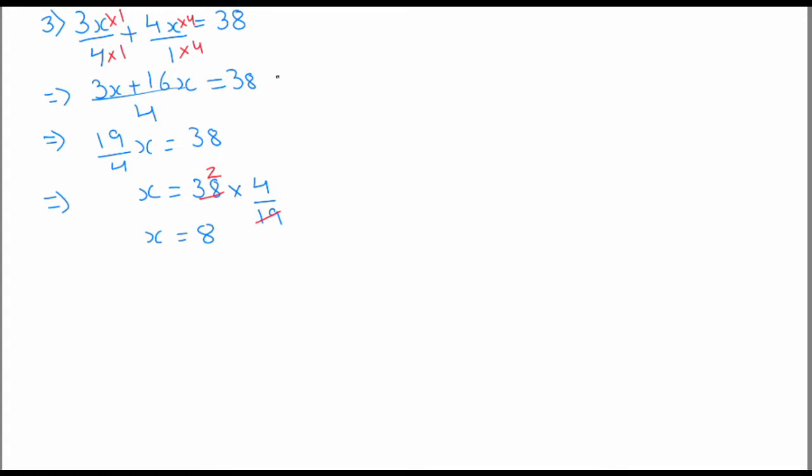Coming to the fourth question. The fourth is x by 2 plus x by 5 equals 14. And the LCM of 2 and 5 will be the product of them, that is 10. Now we have to multiply 5 to the 2 and 2 to the 5. Same thing in the numerator.